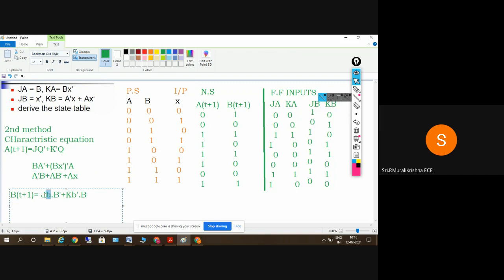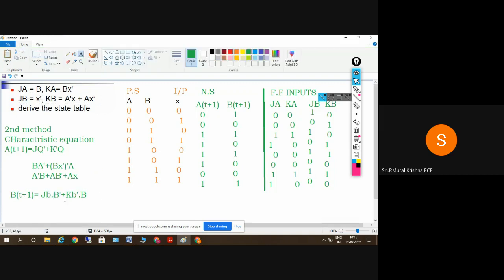So this is the value of J B here, and this is the value of Q. Q is nothing but B here. So substitute these values, the J B and K B values, in this, and we'll find the equation. So that is another method.